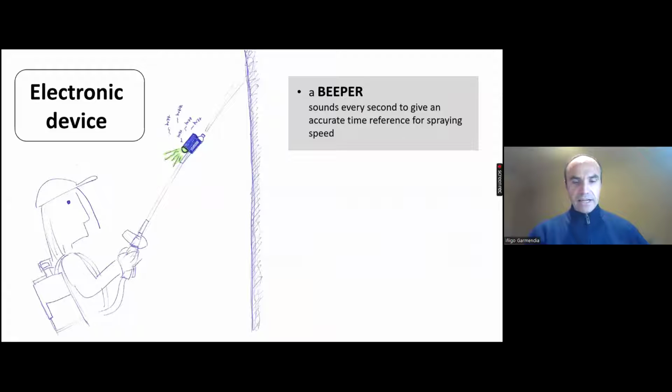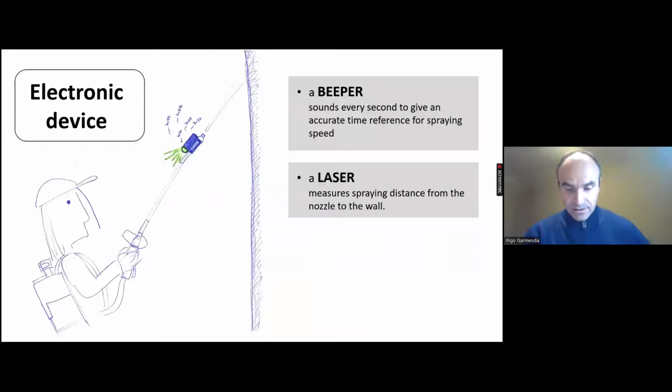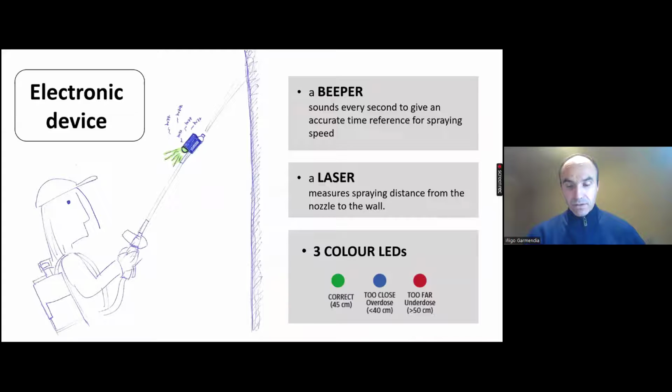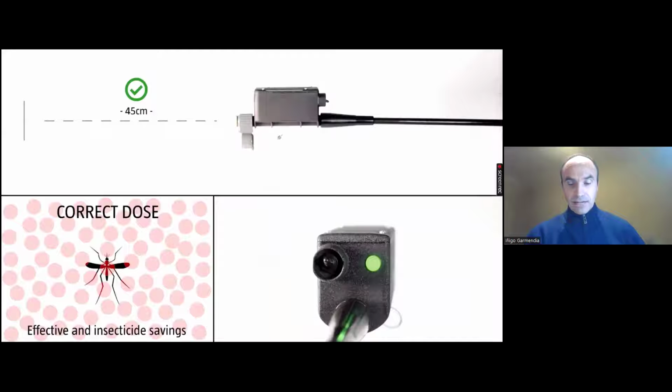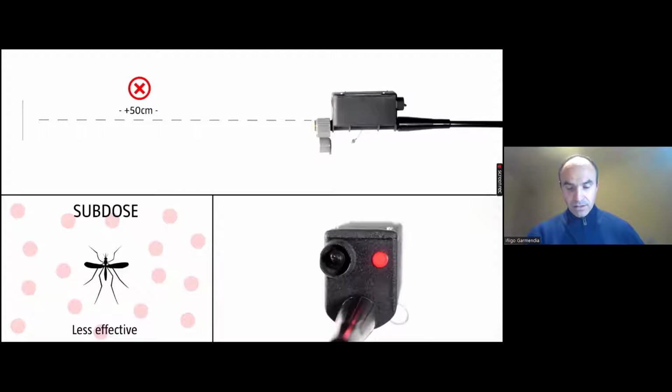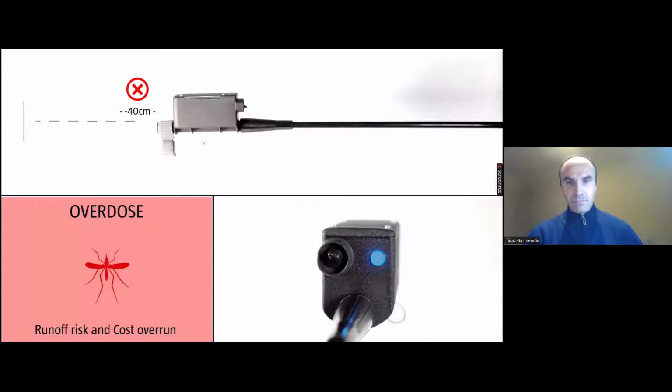The first tool is an electronic device that is equipped with a beeper that sounds every second to give an accurate time reference for spraying speed. It is also equipped with a laser that measures the spraying distance from the nozzle to the wall. And it is also equipped with 3-color LEDs. It will be green if the spraying distance is correct, 45 centimeters, correct dose. It will be red if the spraying distance is farther than 50 centimeters, subdosing. And it will be blue if the spraying distance is closer than 40 centimeters, overdosing.